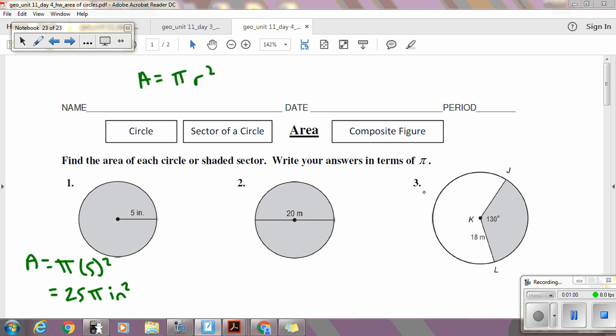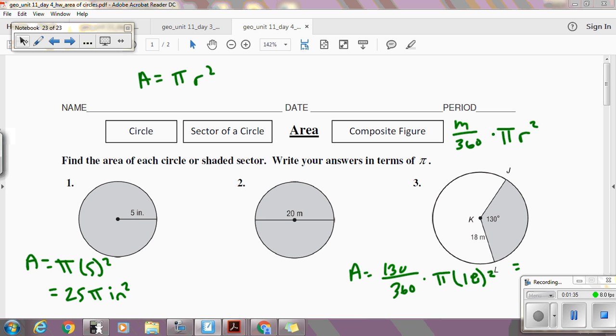For number three, the shaded sector is found by using the measure of the arc over 360 times pi radius squared. So the area would use the arc measure of 130 over 360 times pi times our radius, which is 18 squared.